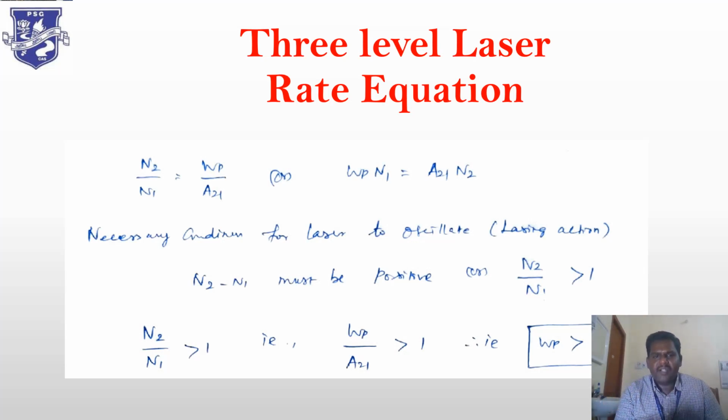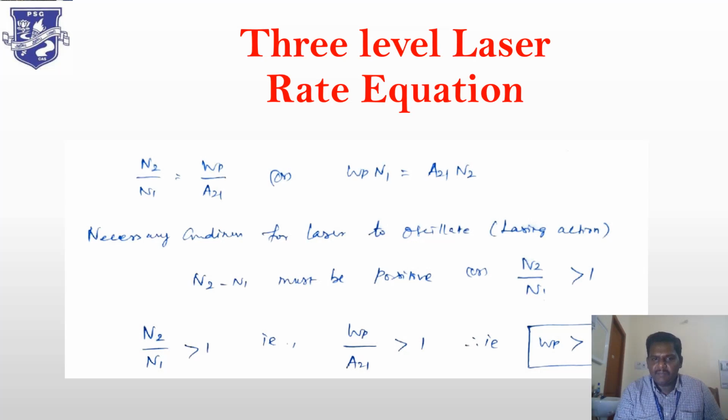For that we have two conditions. N2 minus N1 must be positive. The number of atoms available in E2 must be greater than that in E1. It's nothing but the population inversion condition. So this must be positive. Only if it is positive will we be able to achieve lasing action through this three-level laser system.